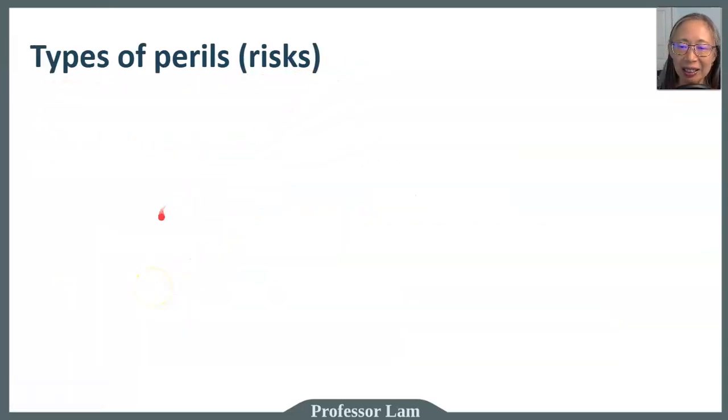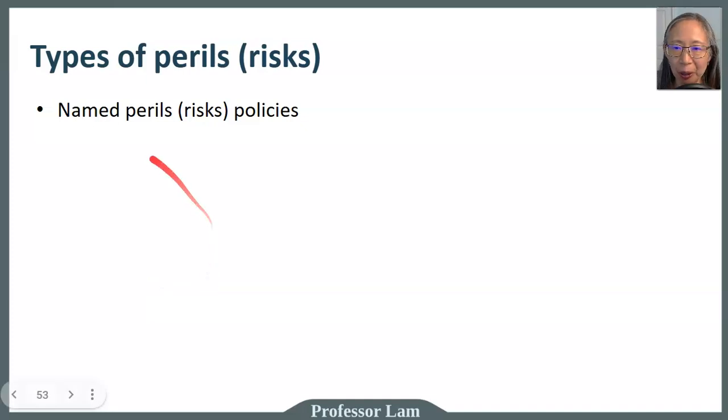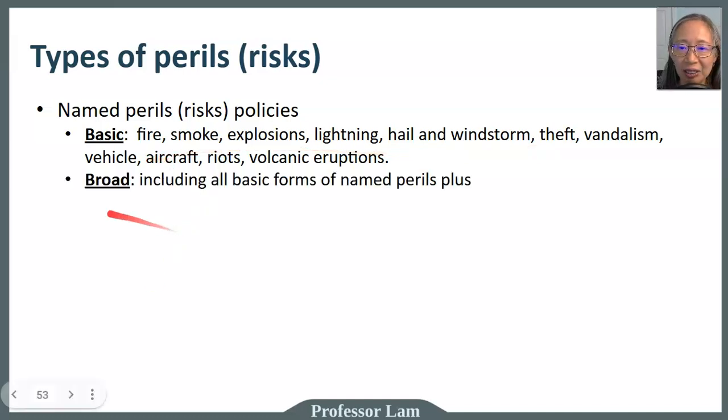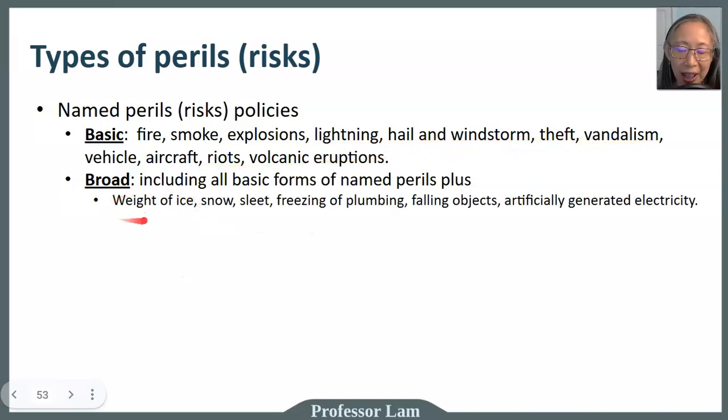Let's take a look at the types of risk that are covered. So we said that a named perils policy will typically list the things that will be covered. So a basic named risk policy will cover damages caused by these things. And then you can have a broad one. It will include all of these dangers plus weight of ice, freezing of plumbing, falling objects.